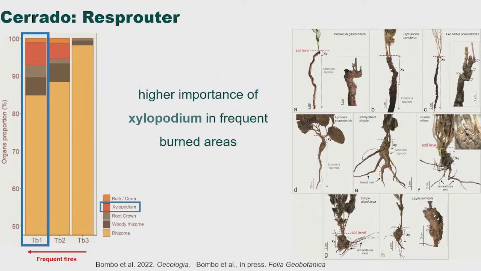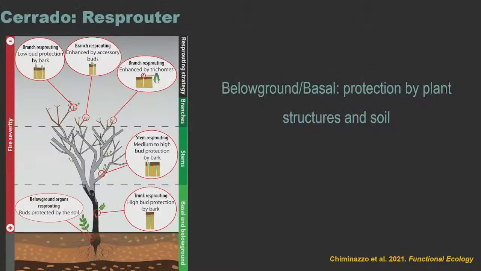Because of this, as I told you, these plants rely on below ground structures, and one of them is the xylopodium, which is a woody structure bearing a lot of buds, and it's highly related to frequently burned sites. So we know that when we have fire exclusion, these are the first structures to disappear from the system, and plants will not be able to resprout from below ground anymore.